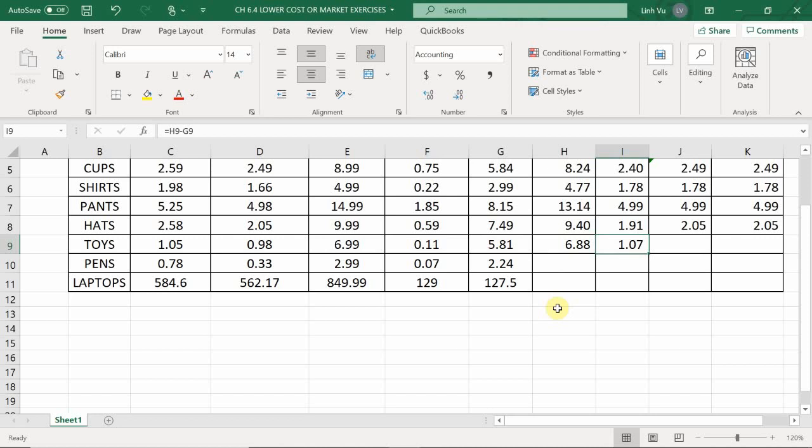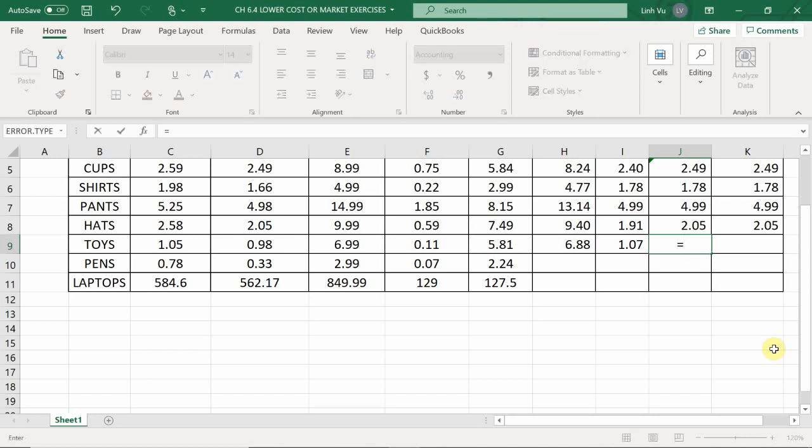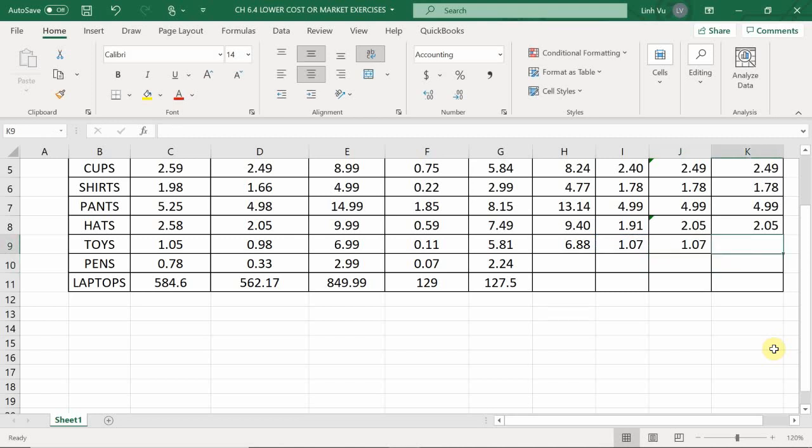$1.07. Okay. Now, let's compare. We have 98 cents, $1.07, and $6.88. Which one is going to become my market? So $1.07. Your floor, $1.07.